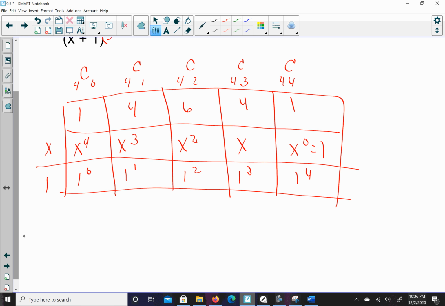Then to find the expansion, I'm going to multiply down. So 1 times x to the 4th times 1 will be x to the 4th. Then 4 times x to the 3rd times 1 will be 4x to the 3rd, plus 6x squared, plus 4x. And then this will be just plus 1. And that's the expansion using the boxes. So that is an easy one.